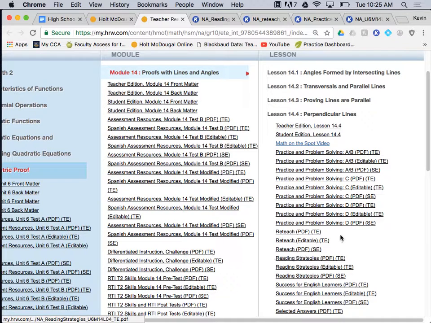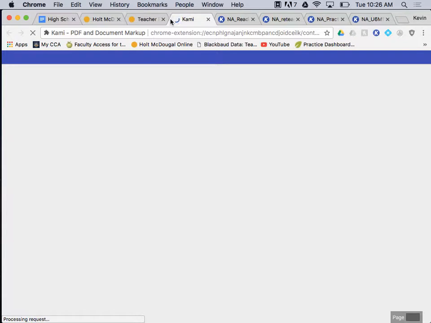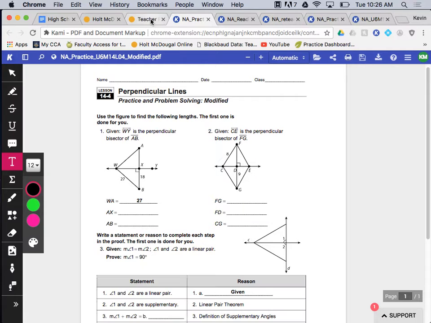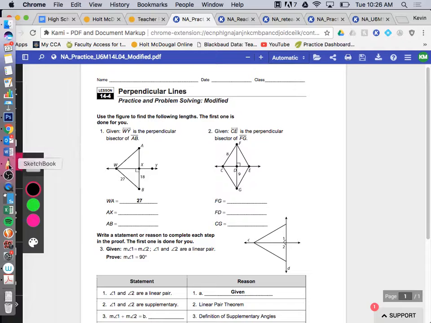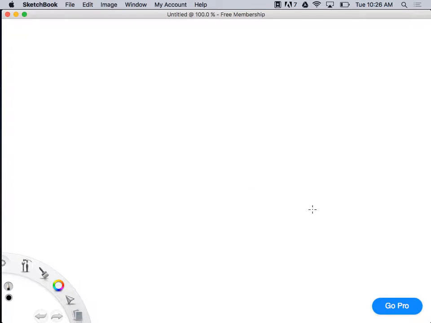Hold on, I'll just open some stuff up. What is this? Okay, so let's take a look.